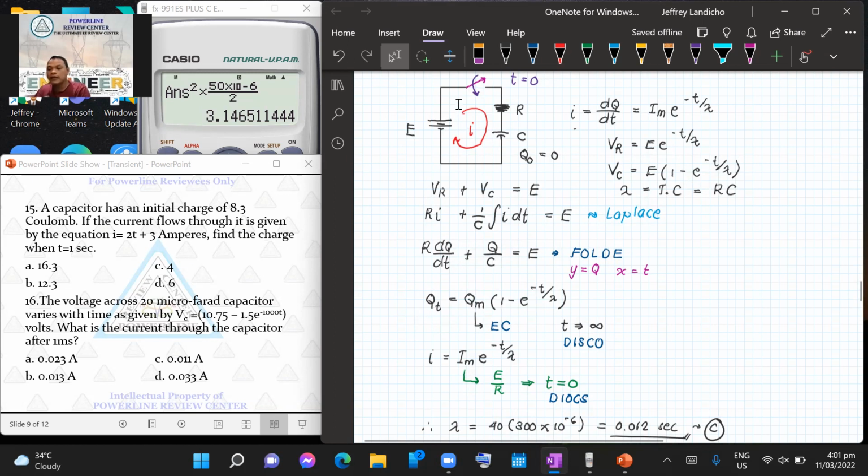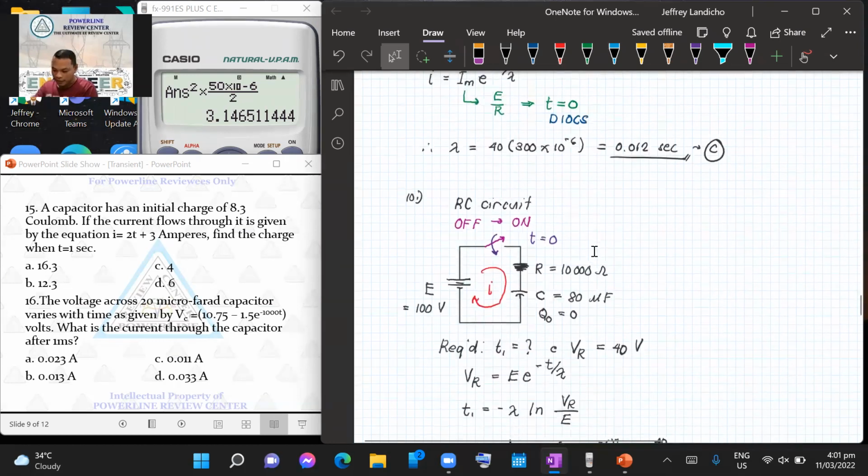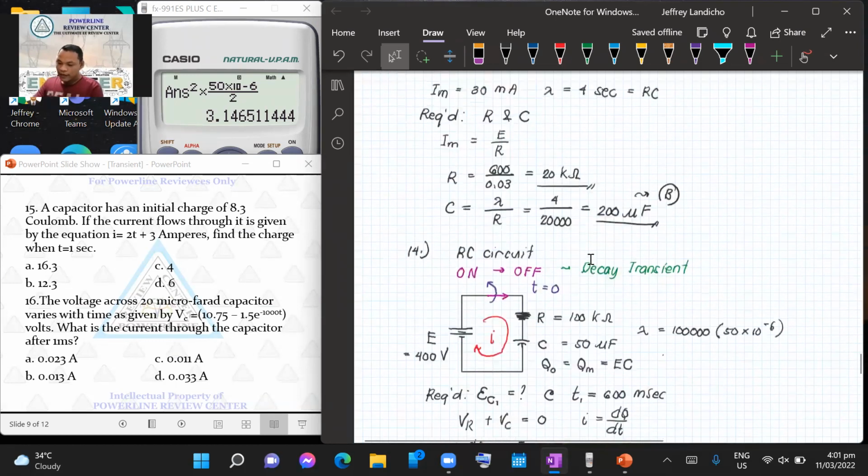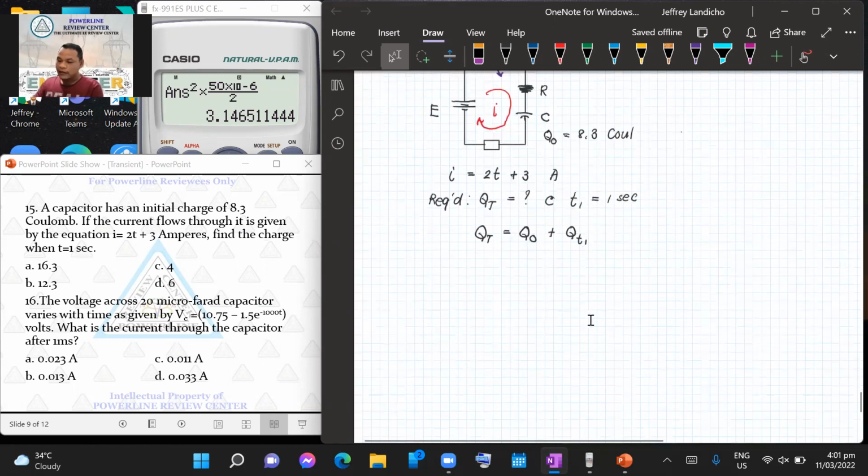Alam na natin, kapatid, that in this circuit, iisang current, and this current also represents the rate at which the charge of the capacitor changes with respect to time. So, ibig sabihin, in this given equation of the current, this current I also represents the rate at which the charge of the capacitor increases with respect to time. Kaya kapag kinuha ko itong Q sub T, using variable separable, dq is equal to I dt.